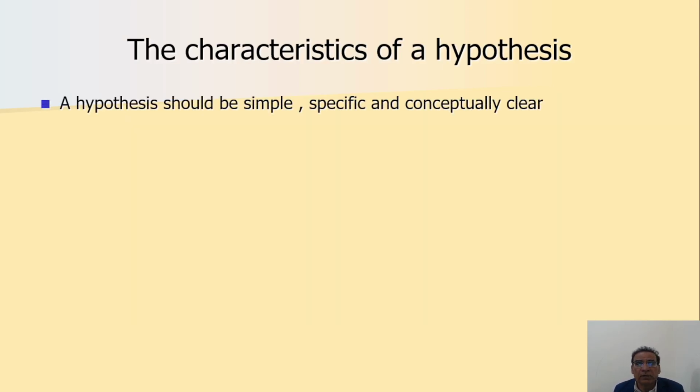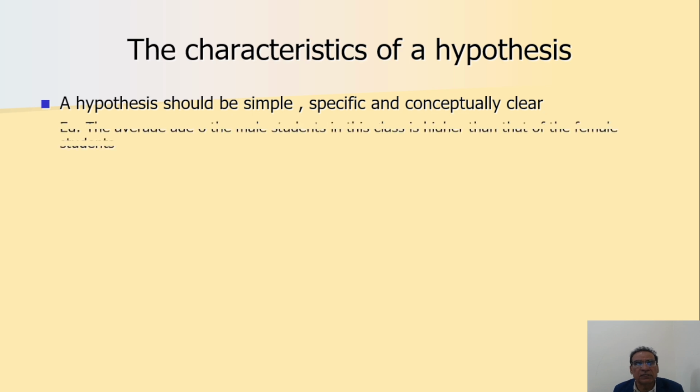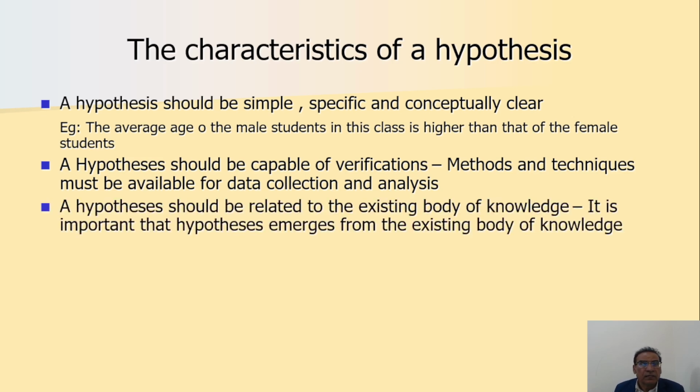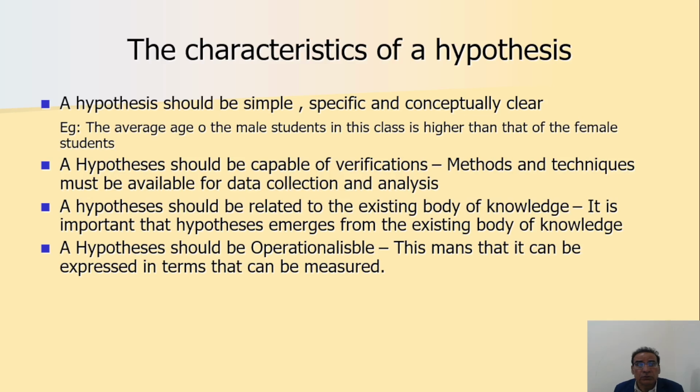Characteristics of a hypothesis. A hypothesis should be simple, specific, and conceptually clear, for example: the average age of male students in this class is higher than that of female students. A hypothesis should be capable of verification; methods and techniques must be available for data collection. A hypothesis should be related to existing knowledge. A hypothesis should be operational.